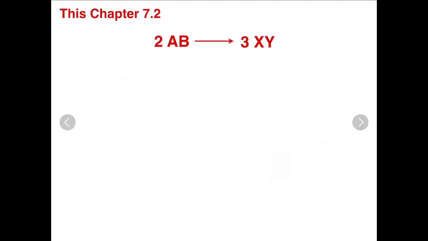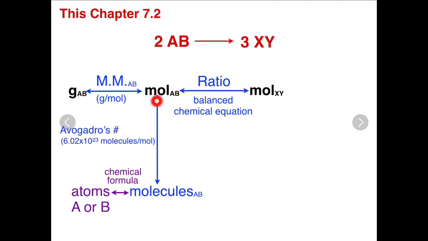Same thing for this. If you want to go from moles of AB to moles of something else, XY in this case, you need to use the ratio. Where is this ratio coming from? It needs to come from the balanced chemical equation. That's why writing the balanced chemical equation is really important, because without that, we would not be able to convert from AB to XY.